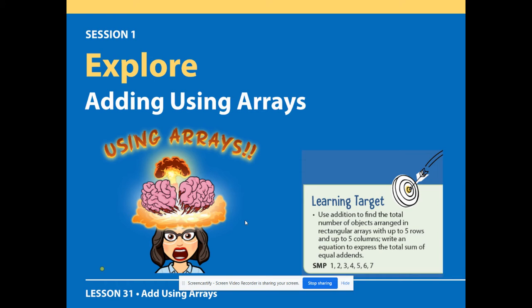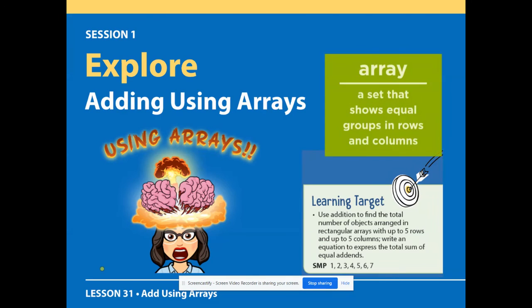So, an array, we're going to learn more about what it means and what they are. But an array is a set that shows equal groups in rows and columns. I really stressed equal last week, so you should know what equal means. Our learning target for today is we're going to use addition to find the total number of objects arranged in arrays. And those arrays are going to be in rows and columns.